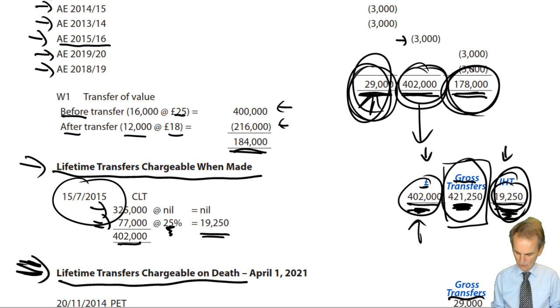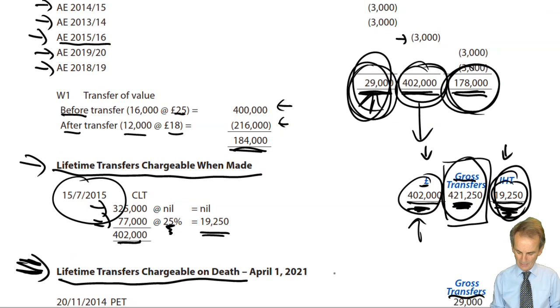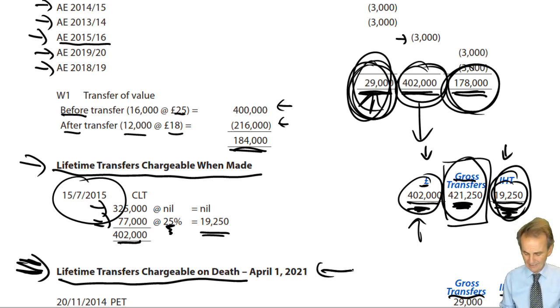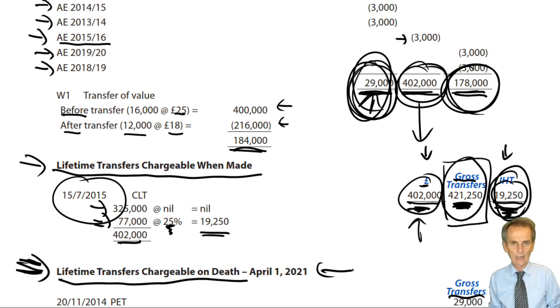We just need gross transfers and IHT, and we then go through in chronological order. Again, you can see firstly coming in there in November 14, that PET, where we know the chargeable transfer was 29,000. We now use the nil rate band that was in force at the date of death. That again was 325,000. But if it had changed, you now use in this computation the nil rate band in force at the date of death. Then 29,000 is clearly less than 325, so there will be no tax.